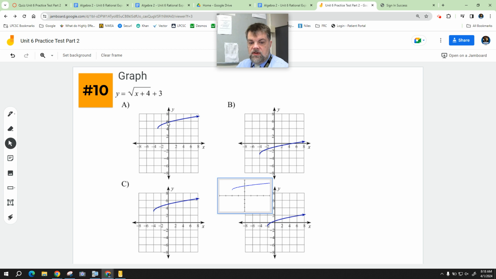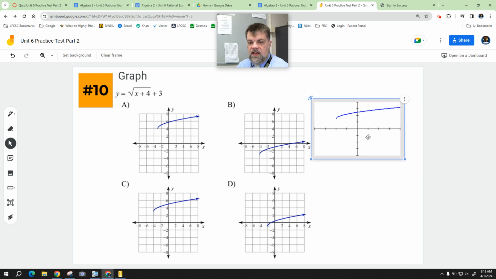Well, notice this one crosses right at 6. So the question is it A or is it C? Because they look very similar, right? But notice that this crosses the x-axis at about 5. So the answer would be C.